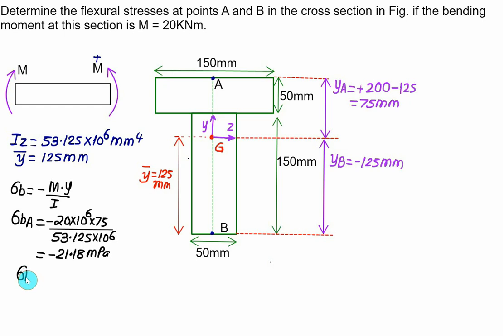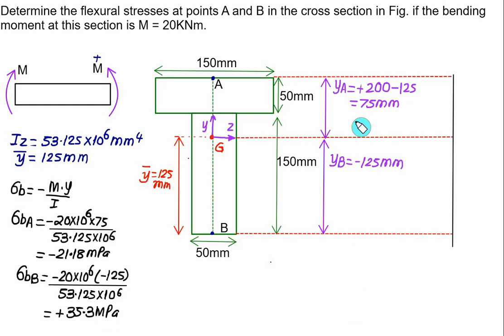Similarly, we can calculate the bending stress at point B. We have M value equal to minus 20 into 10 to the power 6. Y value for the bottom fiber is negative, minus 125. Negative negative becomes positive. Divided by Iz, which is 53.125 into 10 to the power 6. So we get this value as positive, and the maximum value at the bottom comes out to be 35.3 megapascal. As far as A is considered, at A you have to show the negative value, which is equal to minus 21.18 megapascal. Bending stress at the neutral axis will be equal to 0.